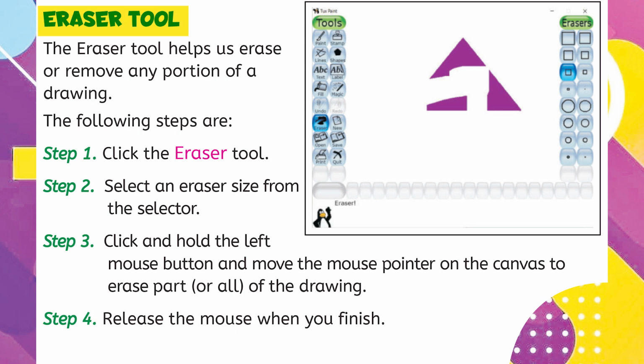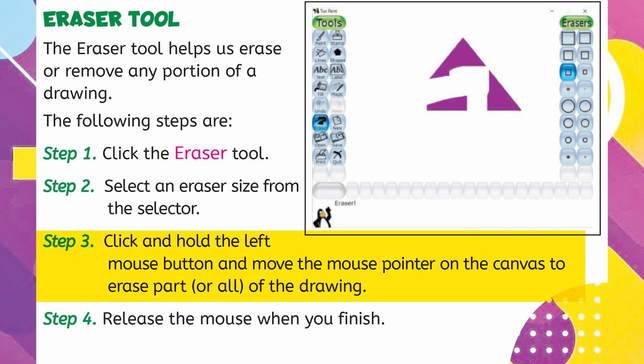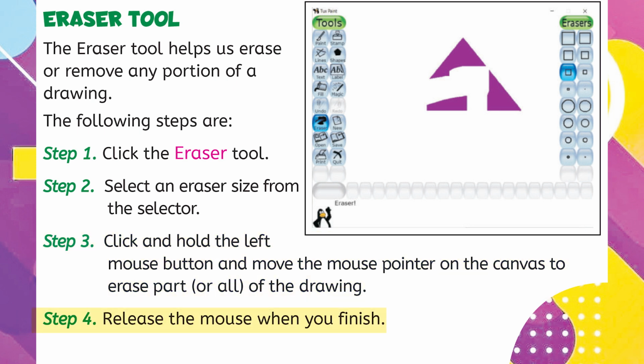Now we will see the eraser tool. The eraser tool helps you erase or remove any portion of the drawing. The following steps are: Step 1. Click the eraser tool. Step 2. Select an eraser size from the selector. Step 3. Click and hold the left mouse button and move the mouse pointer on the canvas to erase part or all of the drawing. Step 4. Release the mouse when you finish.